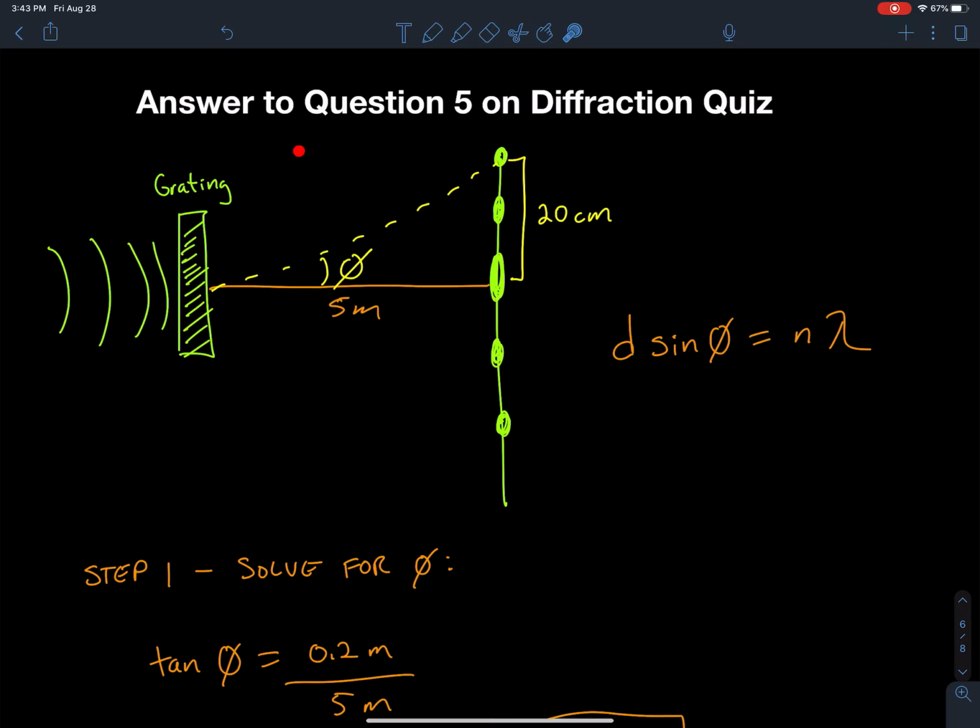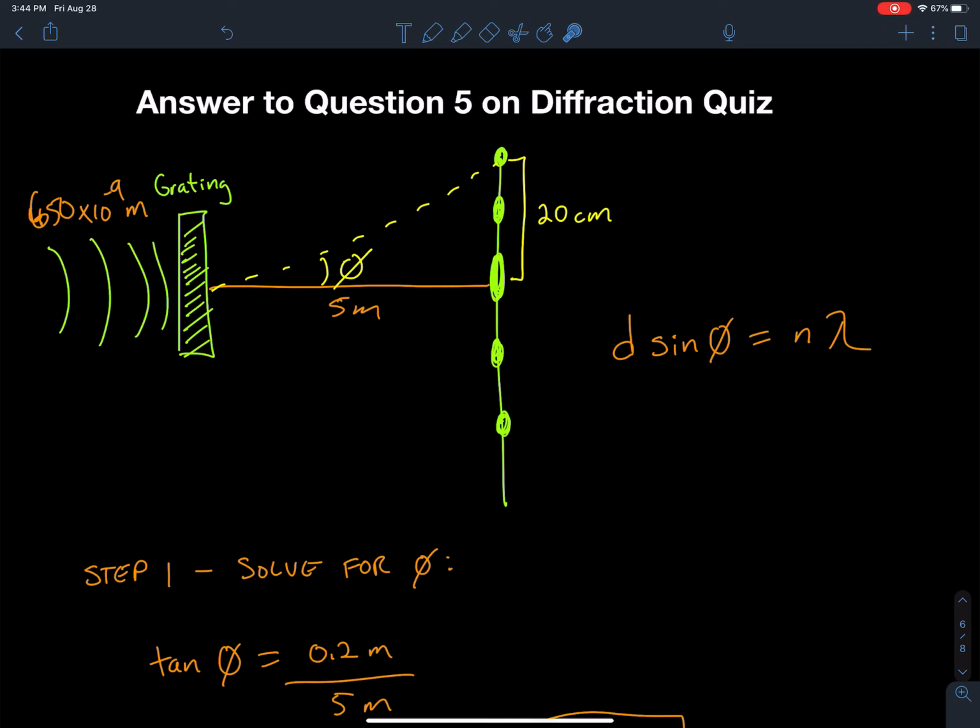Okay, so the question is asking us to find the line spacing in that grating, and they gave you this value. Plus, they told you that the wavelength of the laser is 650 times 10 to the minus 9 meters, or 650 nanometers. So using all this, we have to be able to solve for the grating. And you know that this is the formula for constructive interference with multi-slit diffraction, d sine theta equals n lambda. All right, the first step is we have to try to get to d, but we don't have theta.